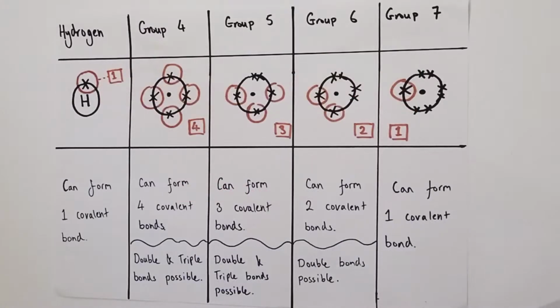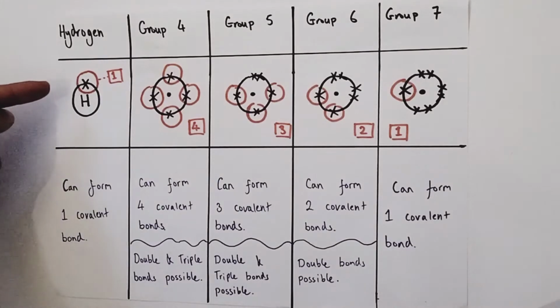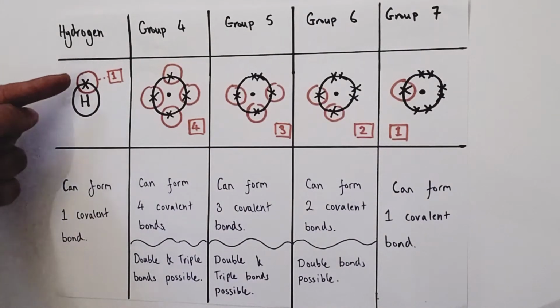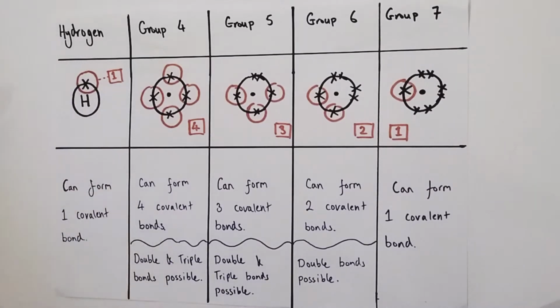Now, just before I take you through how to construct dot and cross diagrams, I'll point you to this nice table to help you decide how many covalent bonds different elements can form. Let's start off with hydrogen. So hydrogen only has one outer shell or valence electron available. Therefore, it can only form one pair of electrons by pairing and sharing with another atom. So therefore, it can only form one covalent bond.